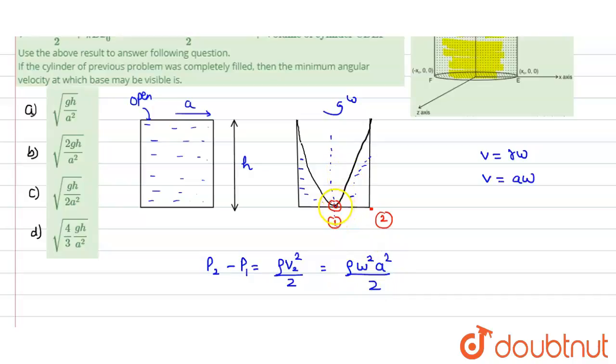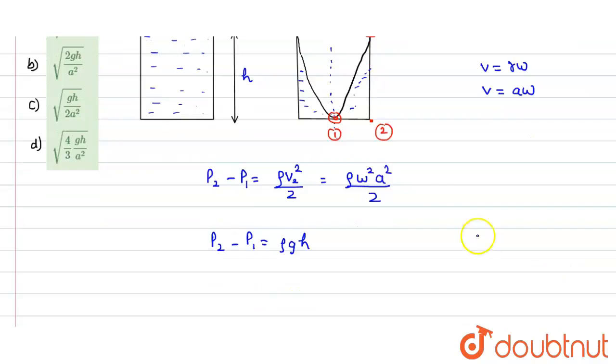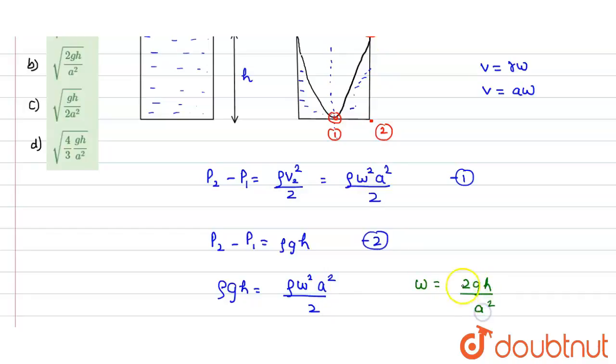Now, since this surface is exposed to atmosphere, if we consider a point on the top of the surface, this is also exposed to the atmosphere, so the pressure would be atmospheric pressure here. If we apply the pressure equation from here to here, P2 is greater than P1, and if h is the height, then P2 minus P1 would be equal to rho gh, the column of the liquid. Now, if we equate the pressure from equation 1 to equation 2, we get rho gh equals rho omega square A square divided by 2, or omega would turn out to be the square root of 2gh divided by A square.